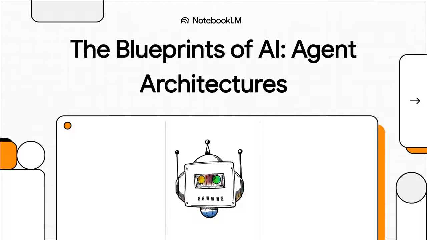Welcome to The Explainer. Today, we're pulling back the curtain on artificial intelligence. We're not just talking about code, but something much more fundamental. We're talking about the blueprints, the actual architectural designs that power everything from the smart gadgets in your home to the most complex AI on the planet.